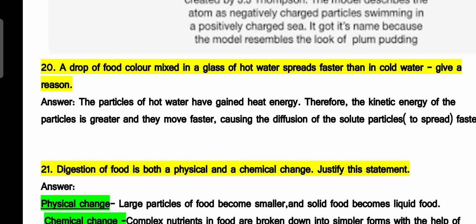If the solvent particles are moving very fast, that energy is also transferred to the solute particles. So their kinetic energy will be more and they move fast. So diffusion will be very fast.